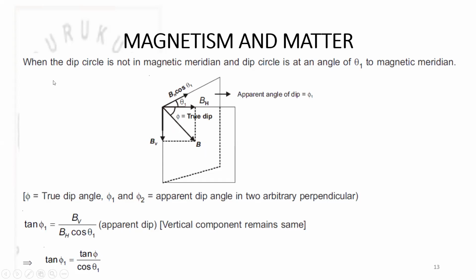And you need to remember that even though the dip circle is not in the magnetic meridian, the vertical component's direction and magnitude will remain the same, but the horizontal component's direction will change in that case.